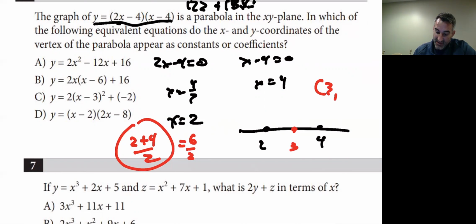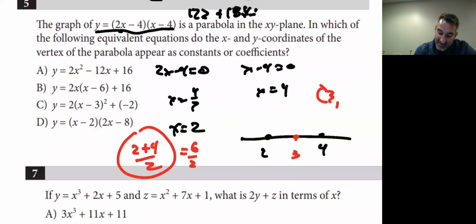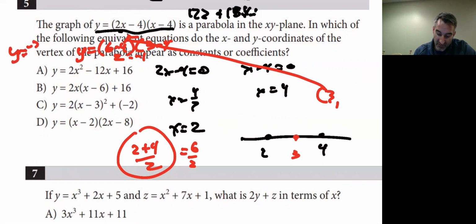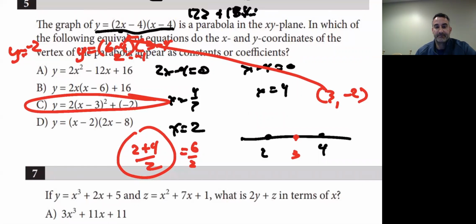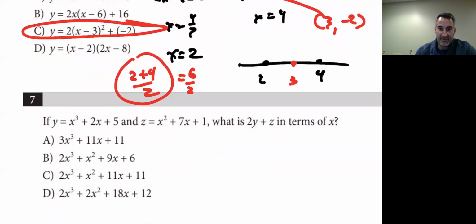Okay. So now plug 3 back into your equation to find y. So y equals 2 times (3 minus 4). That's 2 times -1, that's -2. So y is -2. There's your vertex right there. Okay.